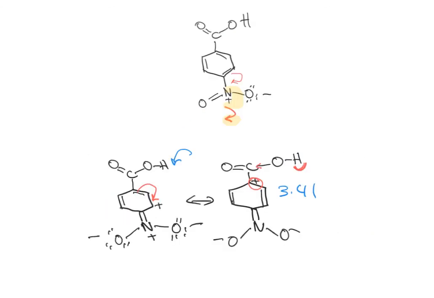With the nitro group, because we have a plus charge on the nitrogen, that will be pulling electron density from the ring, and because of that we're going to push electrons towards the oxygen. We generate a plus charge in the ring, decreasing the electron density of the proton, making it more acidic.